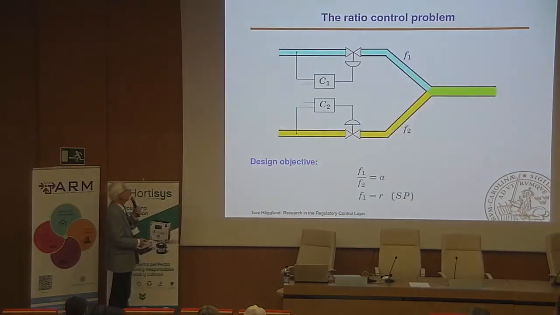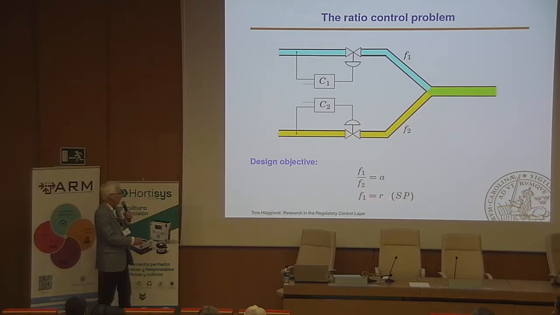Okay, is it a problem? Let's see. So you can see it as a 2x2 problem. You have two valves or pumps. You have two measurement signals, two flows, and you have two set points, the flow and the ratio. So you would like to keep the ratio between the two flows constant. I call this ratio A, and you would like to keep a certain flow.